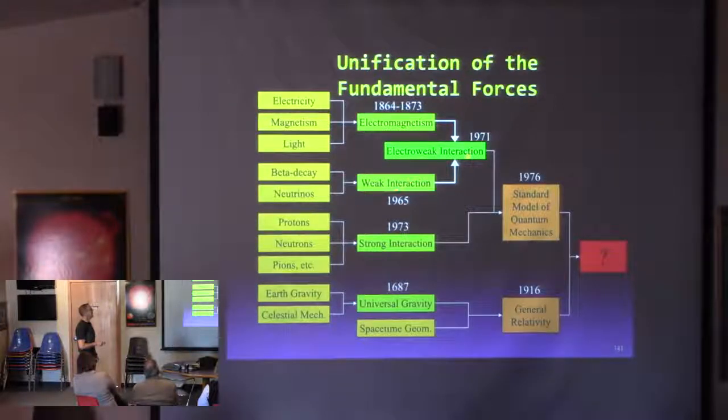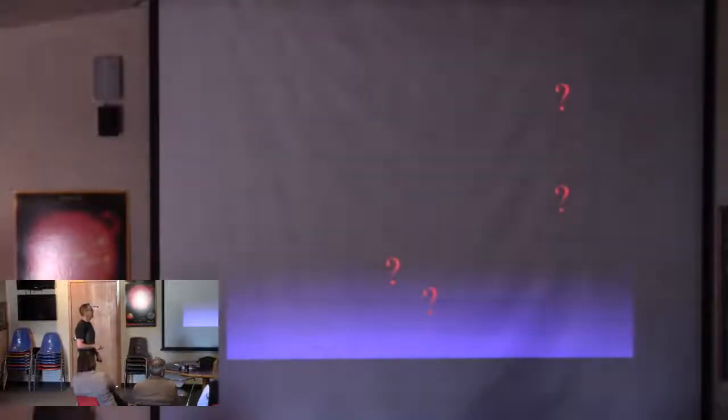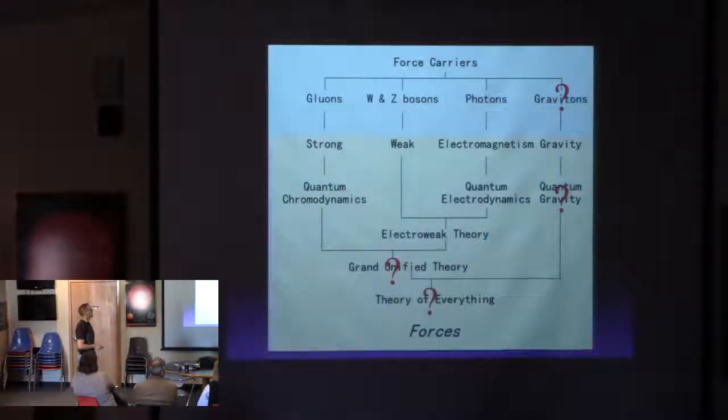Electromagnetism and weak interaction are brought together in the 70s for electroweak. Electroweak was brought together with strong interactions into the standard model of quantum mechanics. We don't have the grand unification expression yet. We have general relativity and the standard model. We don't know how they fit together. Okay, go to this one.